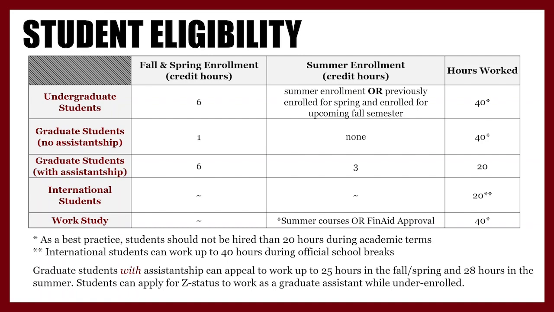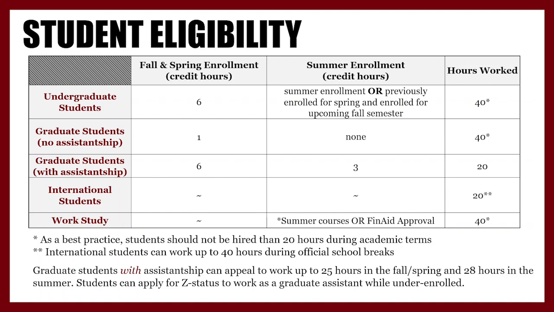For those graduate students with assistantships, they must be enrolled in at least 6 credit hours during the fall and spring semesters and 3 credit hours during the summer. If a graduate student with assistantship who is enrolled in less than the required credit hours wishes to work, they must have their Z status approved by the graduate school before they can begin working. Those with assistantship are permitted to work up to 20 hours per week. They can appeal to the graduate school to work up to 25 hours during the fall and spring semesters or 28 during the summer.